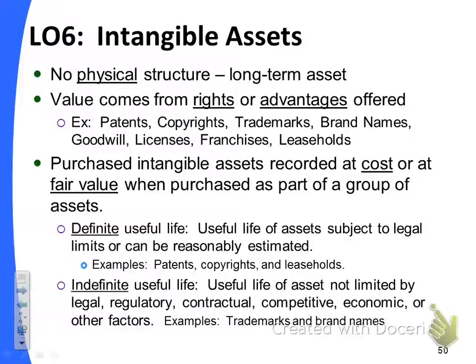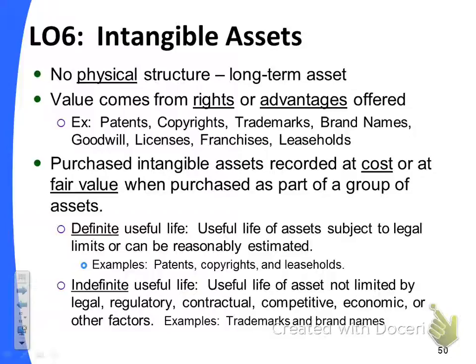So a trademark, a patent, the goodwill of purchasing one business when you purchase a business from another business, all of those different rights or advantages or values have to be allocated, the cost of them has to be allocated over time. We define a useful life for them, so patents might have a useful life of 17 years. Copyrights might have a longer period.